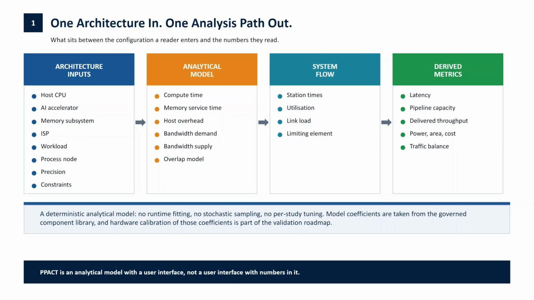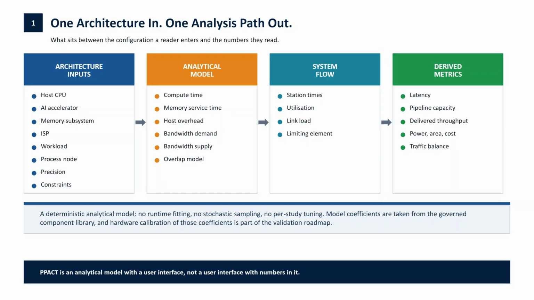For each station, the model calculates processing time and utilization, evaluates link load, and identifies the current limiting element in the system. Finally, it derives system-level metrics such as latency, pipeline capacity, delivered throughput, power, area, cost, and traffic balance. The important point is that all of these results follow one consistent analytical path. The model does not fit arbitrary values or perform stochastic sampling on each run. Model coefficients are obtained from the managed component library.